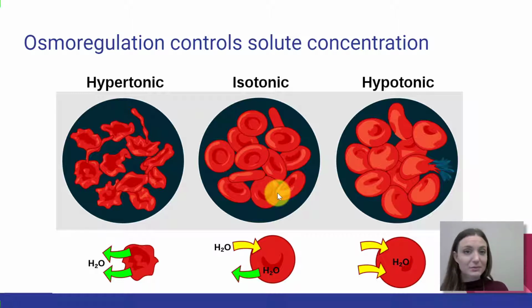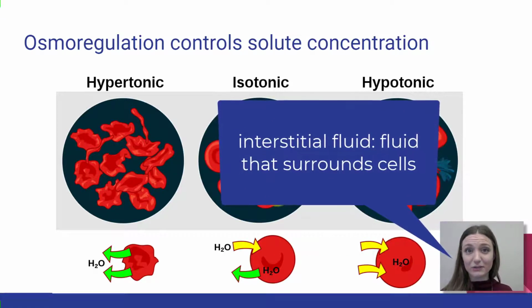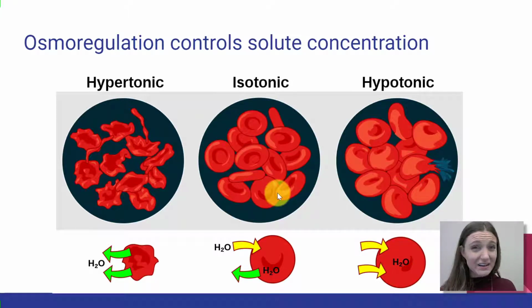So active transport is a huge part of osmoregulation, maintaining a constant internal environment of solute concentration in the interstitial fluid, the fluid that surrounds all of our cells, right? So we can maintain a constant solute concentration in our blood through the process of osmoregulation, which requires active transport, which requires energy to move solutes against the concentration gradient, right?